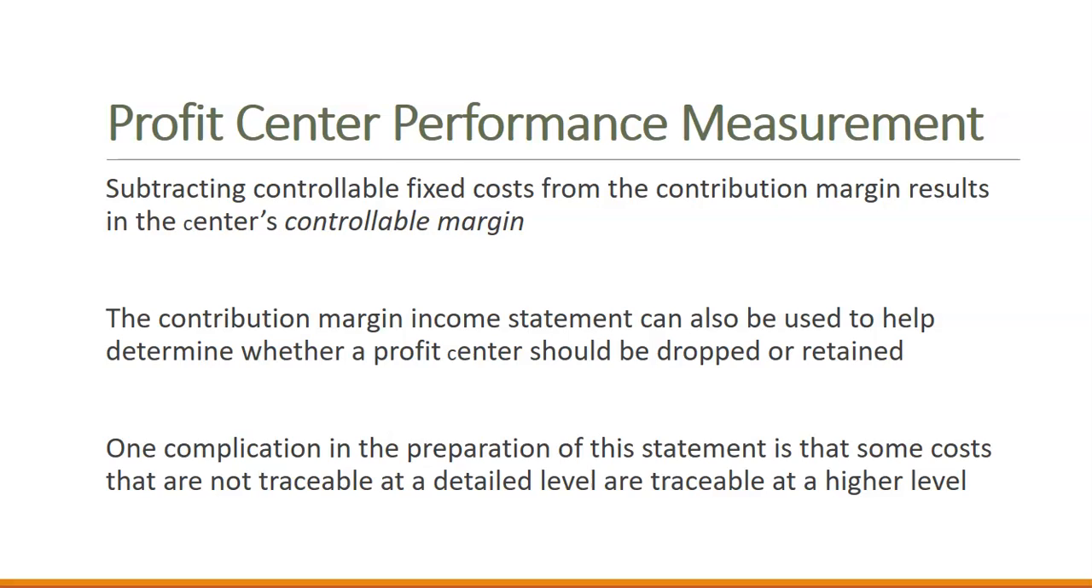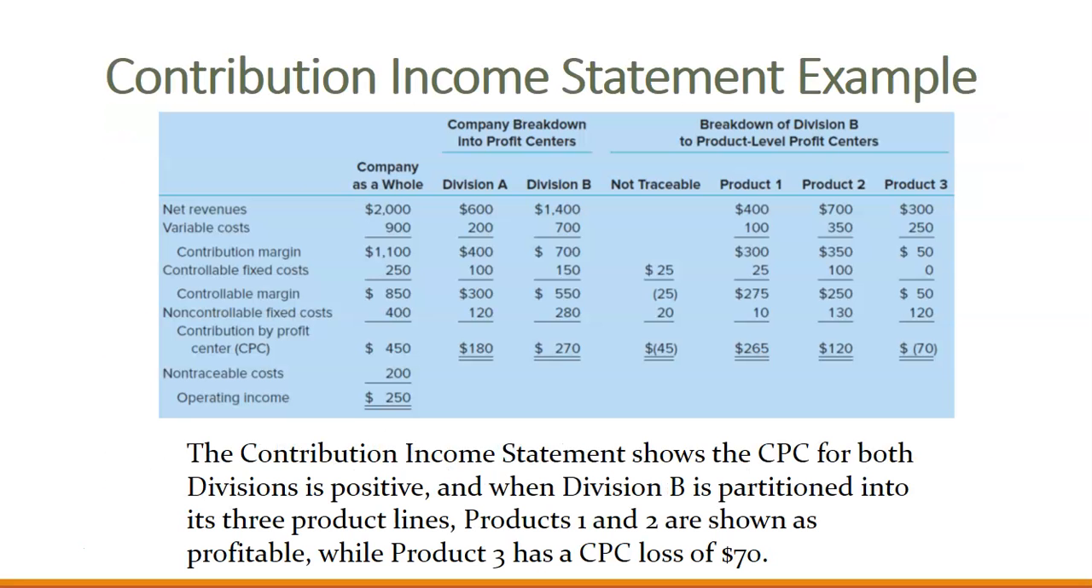The contribution margin income statement can be used to help us determine if we should drop a profit center or if we should drop a product line. One complication in preparing statements is that not all costs are extremely traceable at a very detailed level. So we have this example of a contribution income statement here, where we have the company as a whole, and then we have Division A and Division B, and then Division B is broken down into 3 product lines. We also have a line where we have non-traceable fixed costs that can't be traced to any particular item.